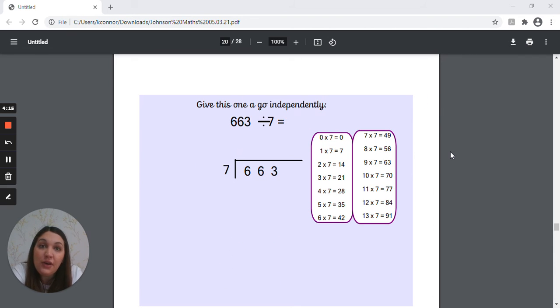Okay, so let's see if you can have a go at this one on your own. If you pause the video and work through those steps again. You've got the times tables there to help you as well. So pause the video and have a go.